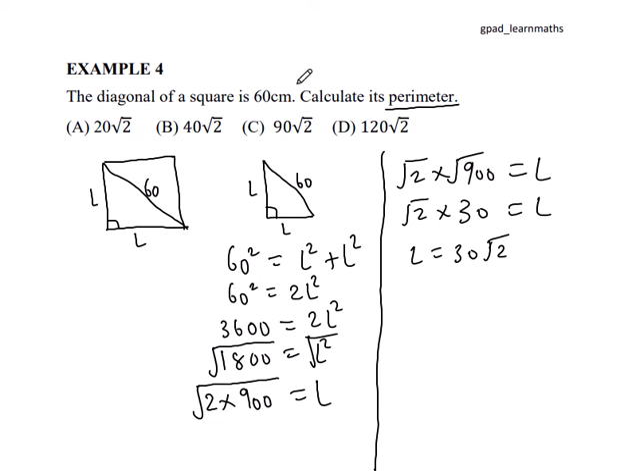So let's find the perimeter of this square. The formula for calculating the perimeter of a square is 4L. So this is equal to 4 times the length, which is 30 root 2. And 4 times 30 is 120 root 2. So this is the answer. If you check, we have option D as the answer here.